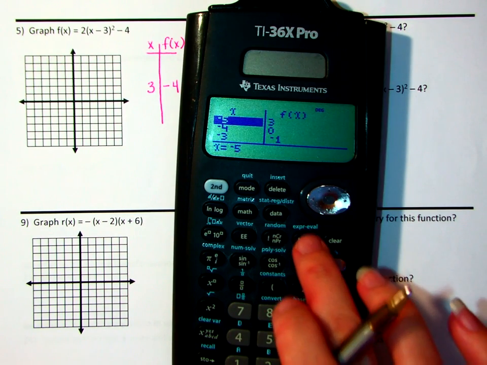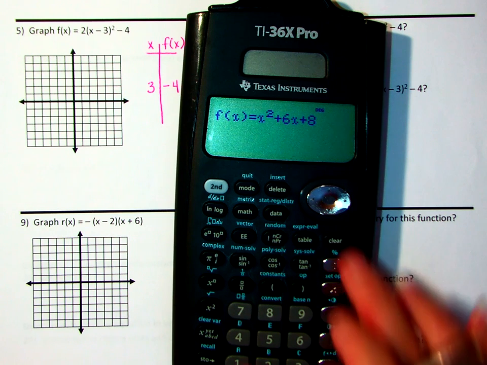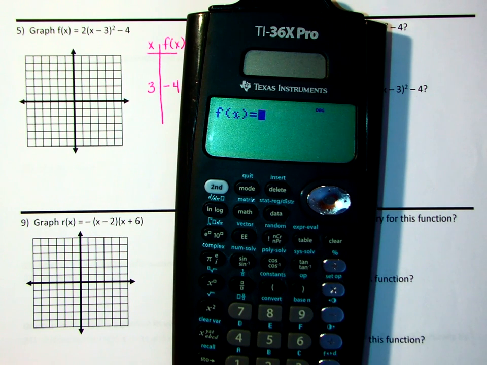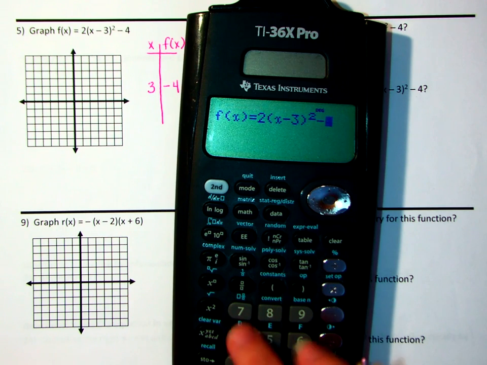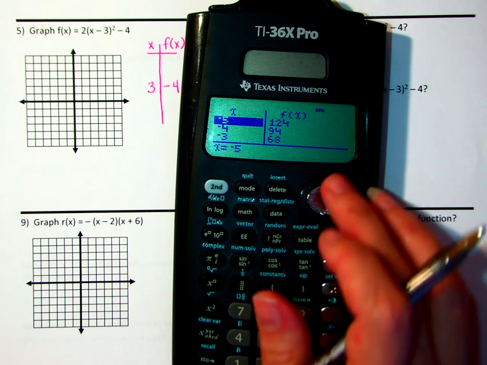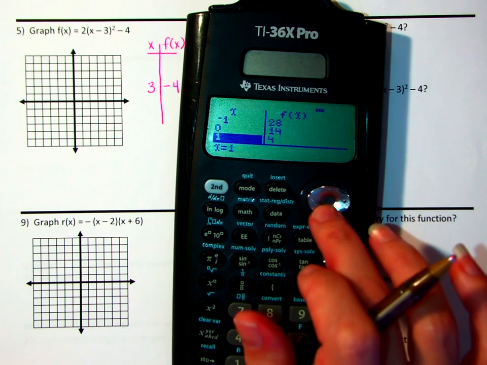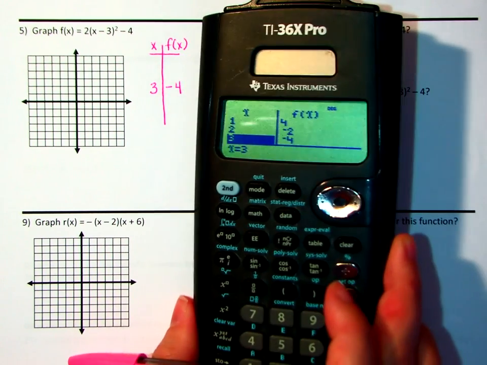So you want to go to the table function and edit. Clear out anything that's there. Put it in exactly as you see it. So 2 times, with that parentheses, x minus 3. Close the parentheses. We're going to square that. Then we have -4. And just push enter a bunch of times and go find that 3. So you can see that when x is 3, y is -4.